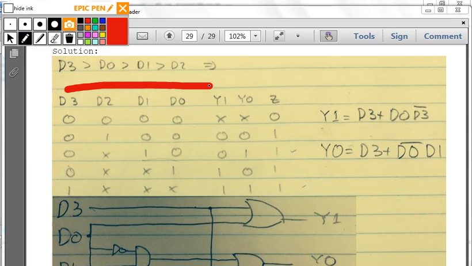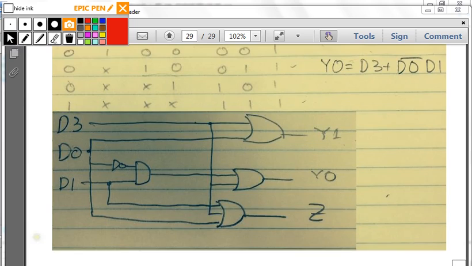So if it was D3, D2, D1 and D0, it'd be 1, 1, 1, and then this would be X, and this would be X, right? And this would be 0 and 0. But we've changed the priorities, so it now looks this way. Now, based on these outputs, this became the logic we designed, right? And here is the final result.